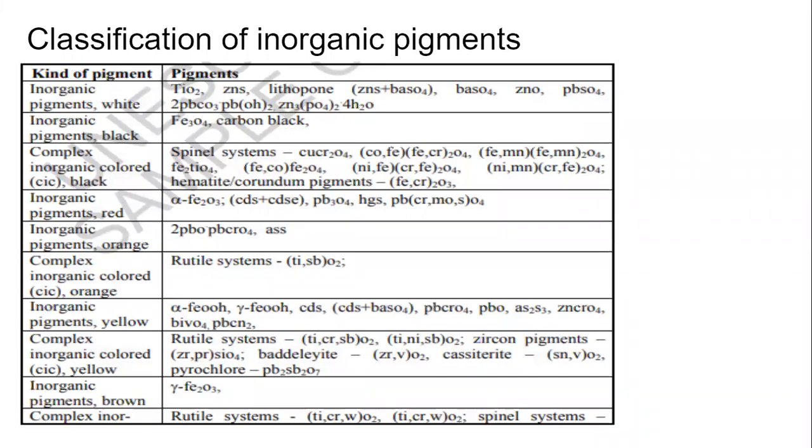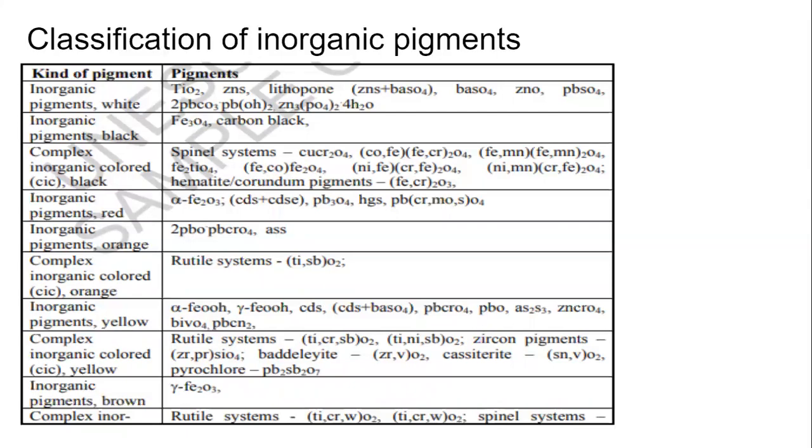So there's a difference here you can see. For white, we have the pigments there, and then for inorganic pigments black, we have the pigments there, and then we have complex inorganic colors, or we call it a CIC black, and then we have CIC orange, CIC yellow. Here you can see the pigments right there.